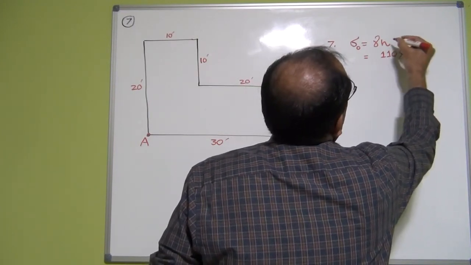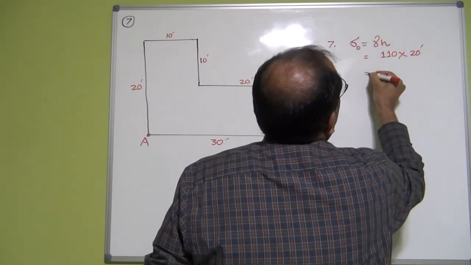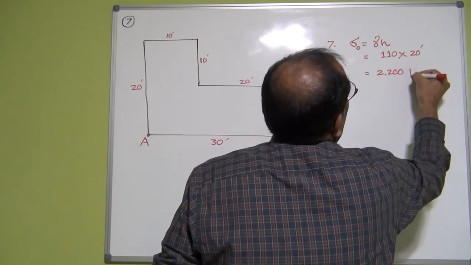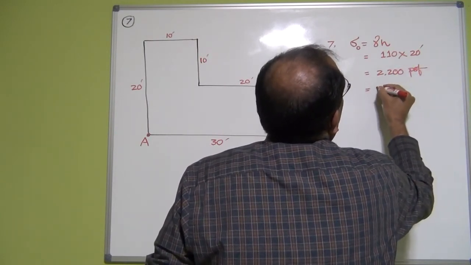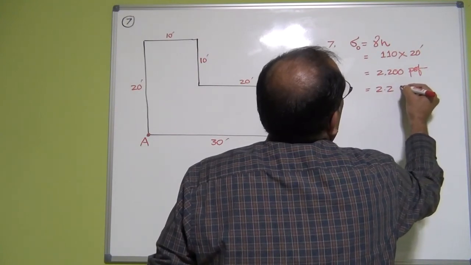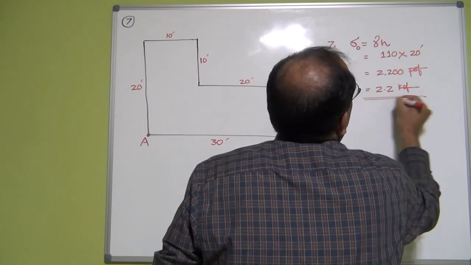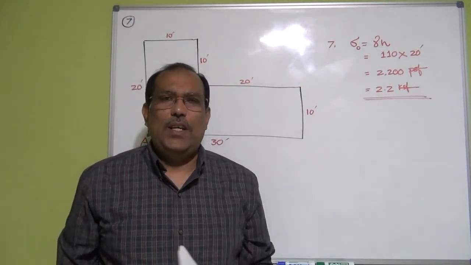And this one, H is 20 feet, so you can see that's actually 2.2 KSF. That's your answer. Okay, that's just before any construction.